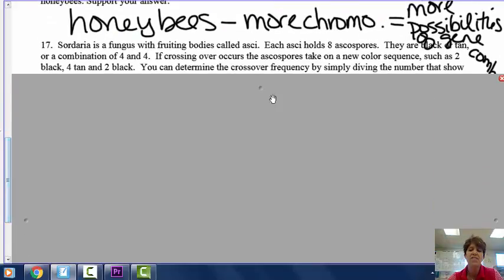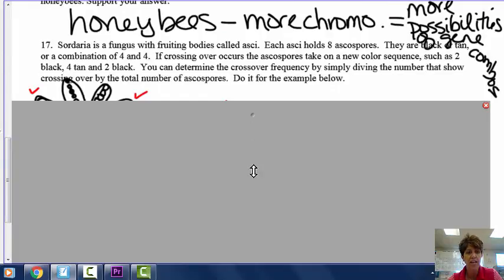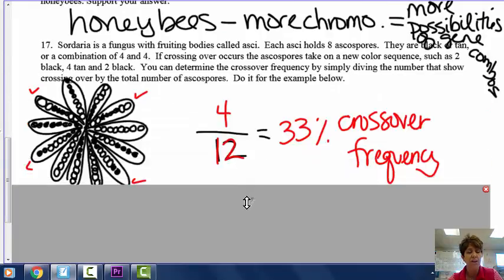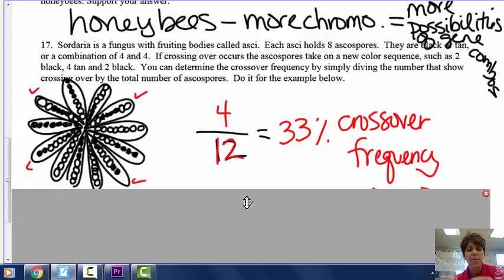All right, number 17, yours is missing this diagram. So Sordaria is a fungus, and I drew a picture of it here. They have fruiting bodies called asci. Each ascus holds 8 of these ascospores. So you can think of it like when you step on a fungus, it releases all the spores up into the air. Those spores are in these cases held in asci. There are black and tan ascospores.